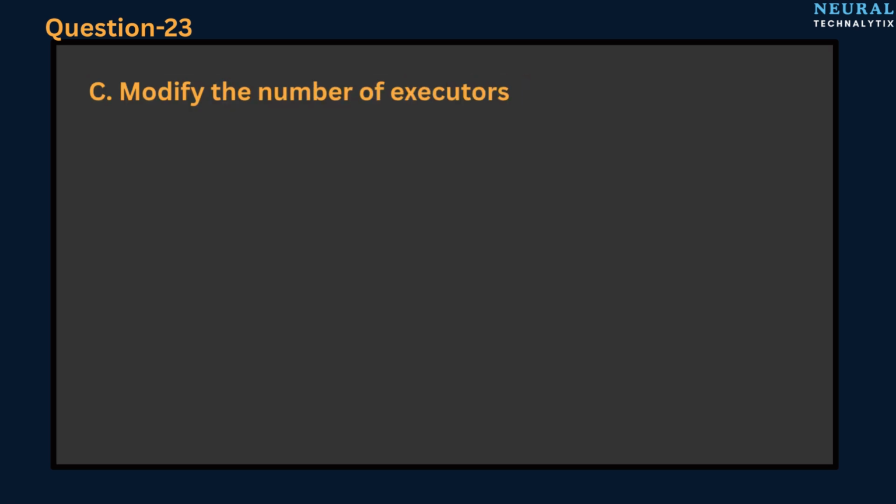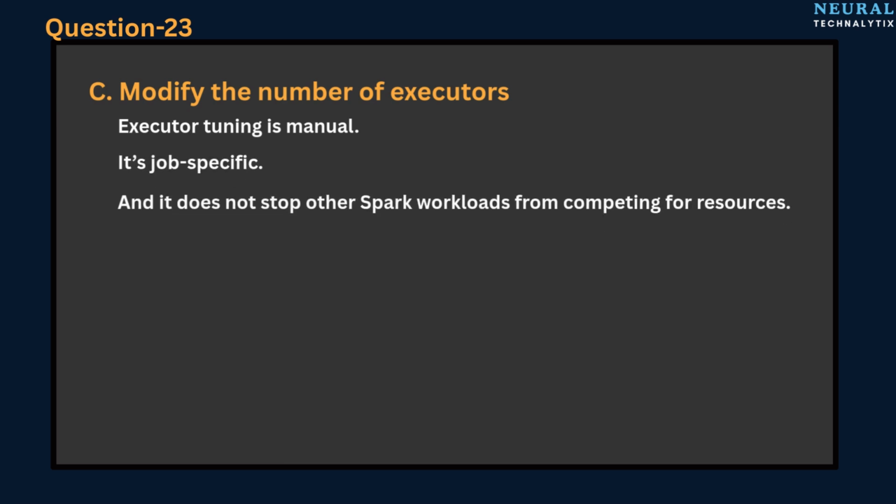Option C, modify the number of executors. Executor tuning is manual. It's job-specific, and it does not stop other Spark workloads from competing for resources. So this also fails the requirement.